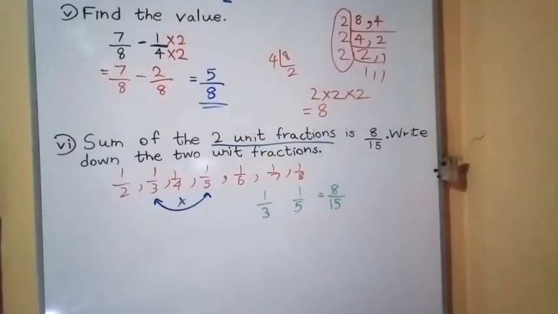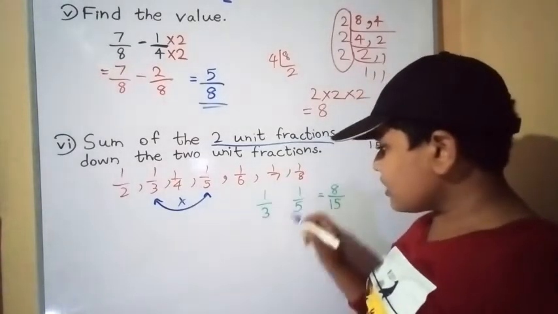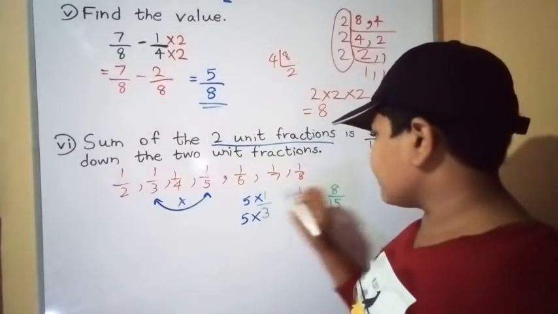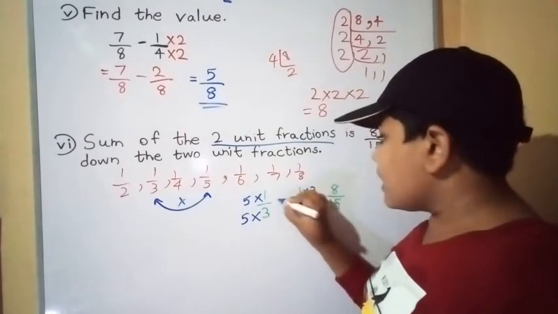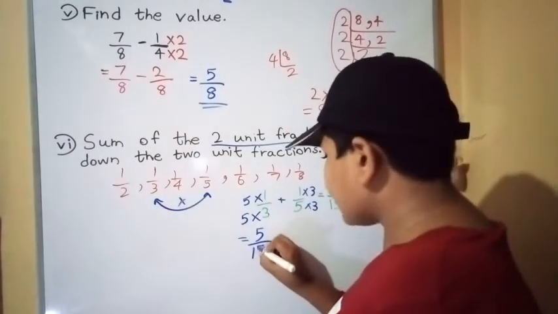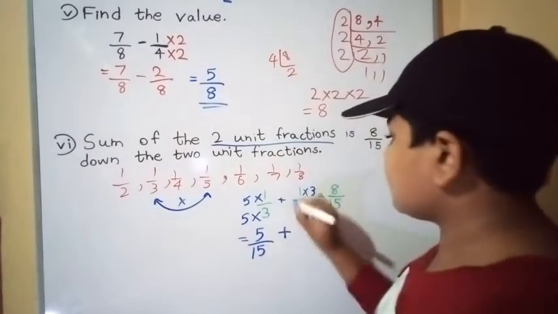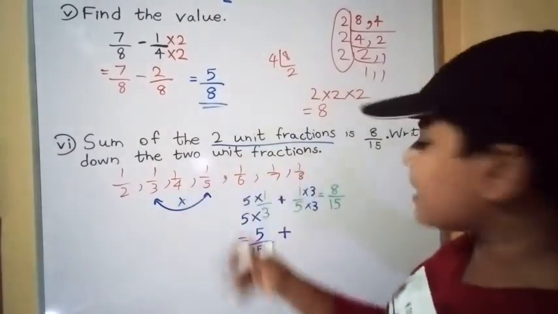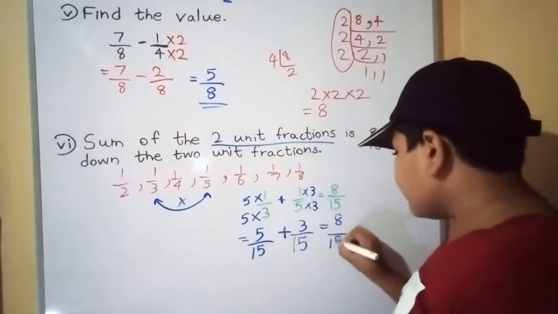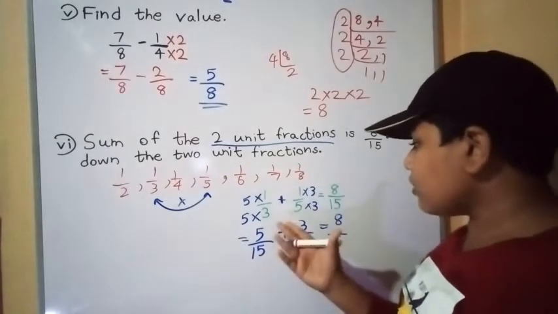Now, what we want to do, guys? You want to multiply these two. This one multiplies by 5, this one multiplies by 3. Now you have the answer. 5 multiplied by 1 is 5 over 15. That is the common denominator. Sum means add. Now 3 multiplied by 1 is 3 over 15. Now 5 plus 3 is 8.